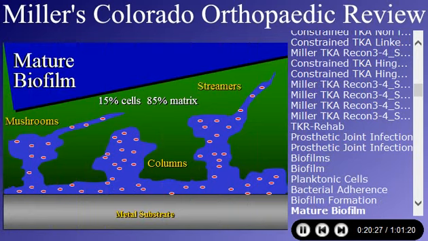It has structures. They have mushroom clouds. They have streamers. These streamers will break off and go to adjacent areas of the prosthesis, or will go into the blood and seed other areas, other prostheses, and other parts of your body.